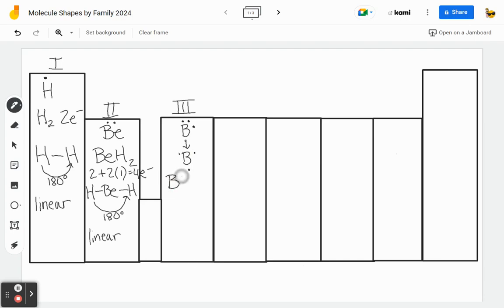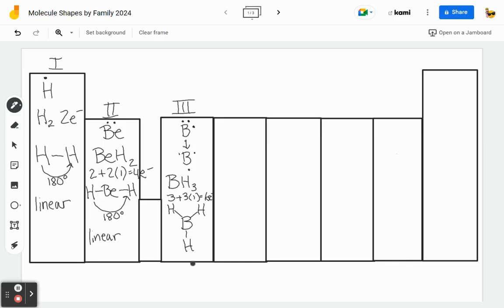So the easiest is boron trihydride. Well, first we're going to count the number of valence electrons. 3 for boron, 3 hydrogens that each have 1, so we have 6 electrons we'll represent. Boron in the center, hydrogen, hydrogen, hydrogen, 2, 4, 6, we're done.